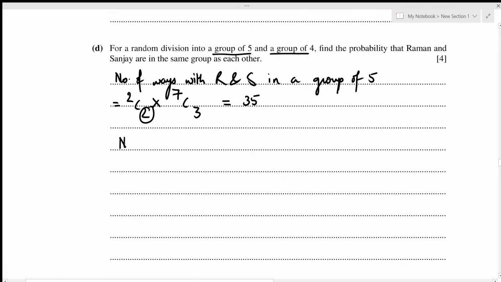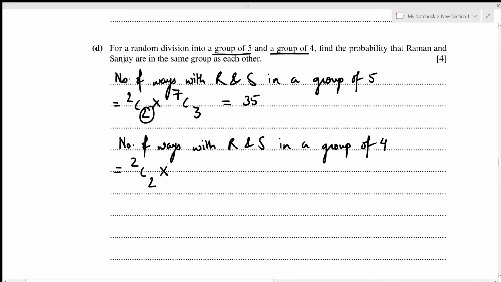Now we need to find the number of ways with Raman and Sanjay in a group of 4. So in this case, I'm going to consider the group of 4 to be the first group, right? And out of these 4 members, we know that 2 are going to be Raman and Sanjay. So that's for sure, which means 2 out of those members are selected. Now the remaining members are going to be 7. And we need to select the total members of 4. So that's just going to be 7C2 because 2 out of the 4 members are already selected. So this gives us the total number of ways of 21.